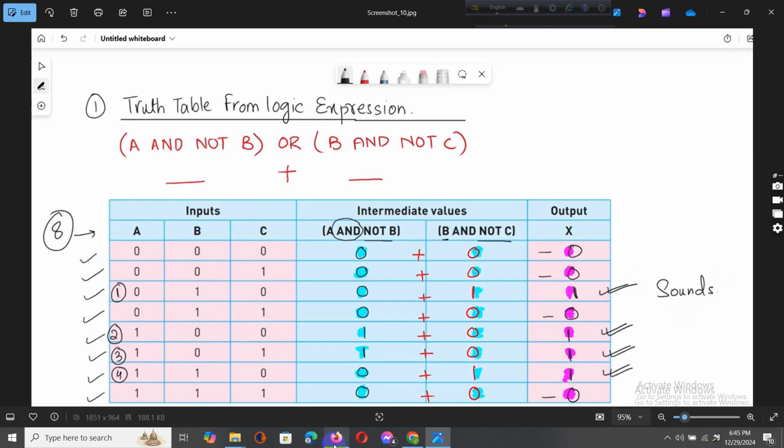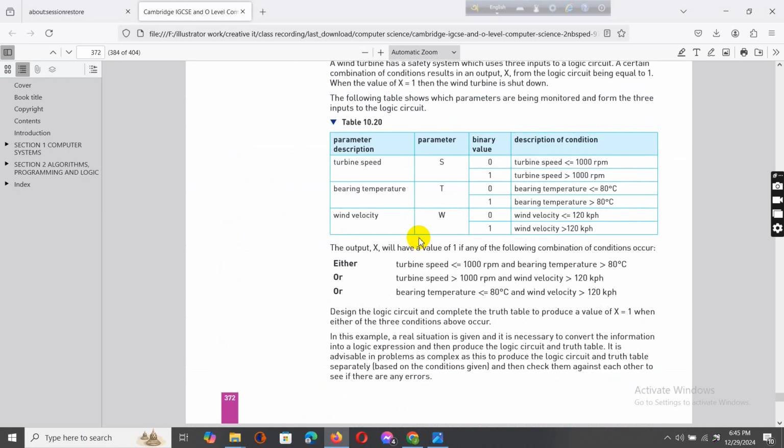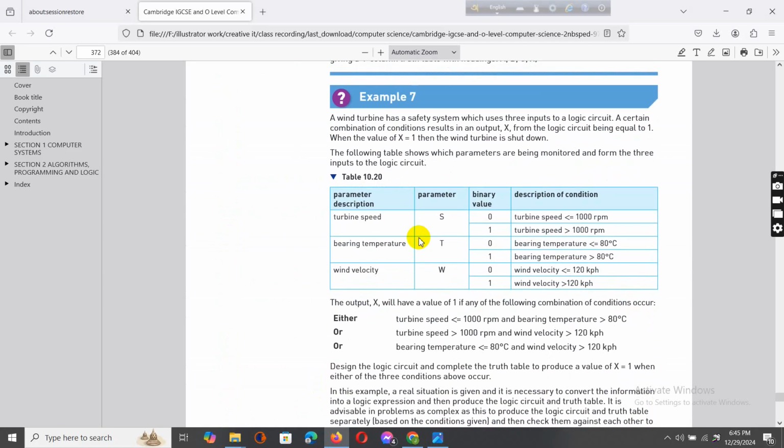Next, we will discuss example number 7. Our question is, a wind turbine has a safety system which uses 3 inputs to a logic circuit. A certain combination of conditions results in an output X from the logic circuit being equal to 1. When the value of X equals 1, then the wind turbine is shut down. The following table shows which parameters are being monitored and the 3 inputs to the logic circuit.